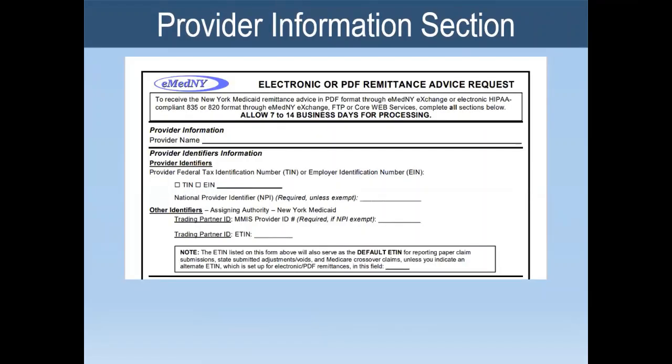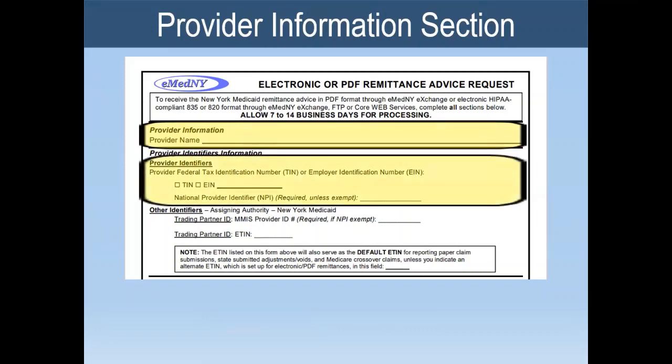Let's go over the ERA PDF request provider form. The first section is the provider information section. Enter the provider's name. Under provider identifiers, please provide the TIN, which is your Social Security number, or the EIN, which is the Federal Employer Tax Identification Number. Next, provide the NPI, which is the National Provider Identification number. If you are an atypical provider, leave blank. Under Other Identifiers, please provide the Medicaid ID number if you are exempt from NPI. Lastly, provide the Trading Partner ID, which is your ETIN number.